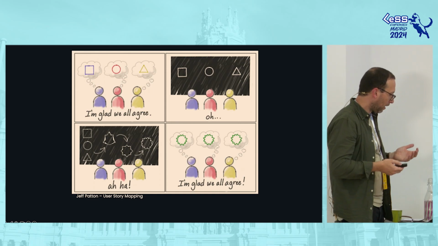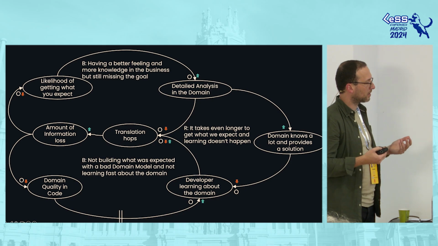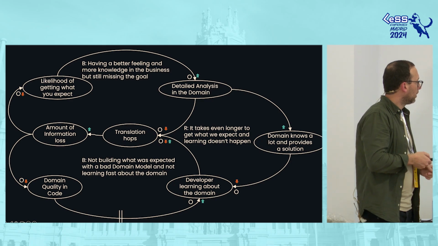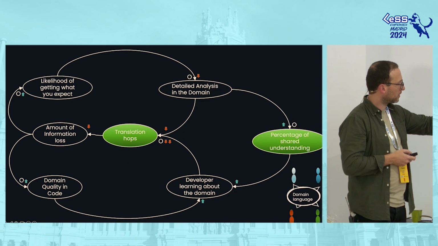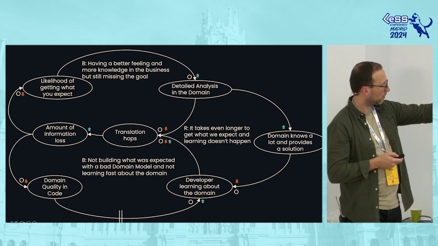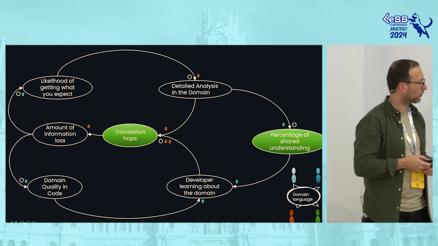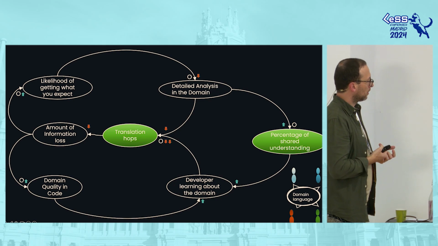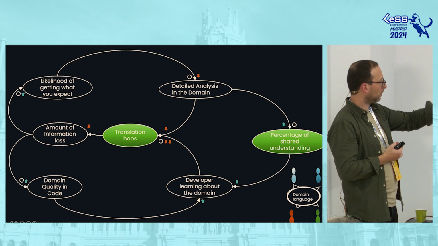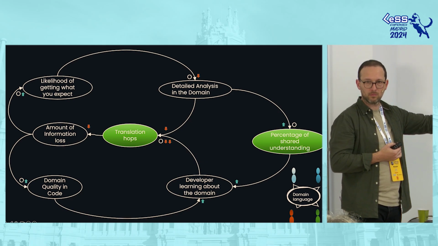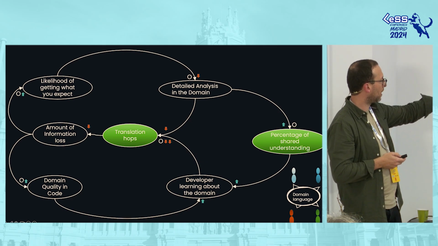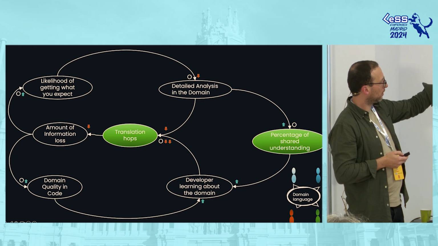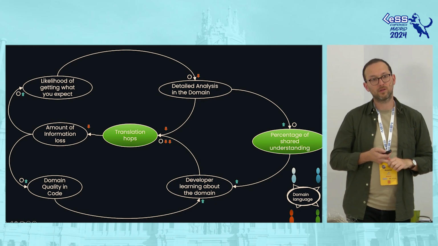So if this is the case, what does it change in our system now? So that was the old one. And we worked on the translation hops, and as you can see, I changed the side effect. Domain knows a lot and provides a solution to the percentage of shared understanding. So that's actually a great situation, right? So translation hops go down, amount of information loss goes down. Perfect. Amount of information loss goes down, likelihood of getting what users expect goes up. The need for the detailed analysis in a domain is not there anymore.